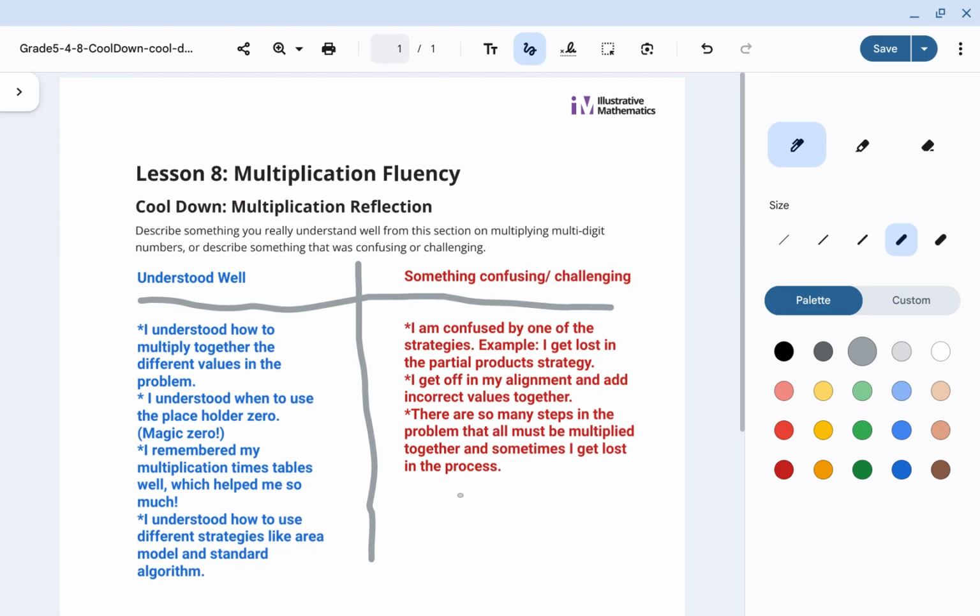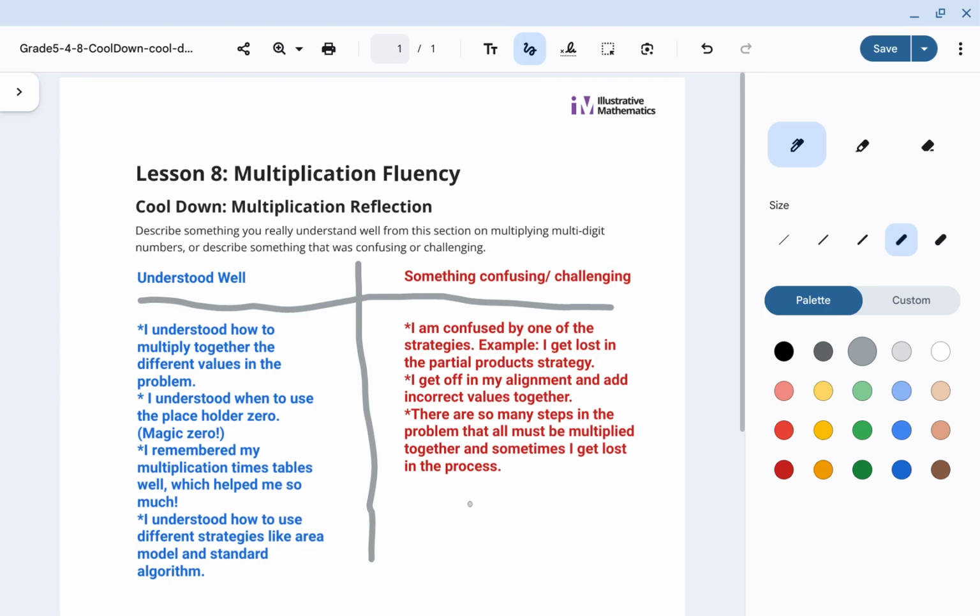The last one is so important, boys and girls. There are so many steps in the problem. They all have to get multiplied together to get your one final answer, and sometimes we can get lost in the process. In our lesson, we added how many individual tiny basic facts we answered to get to one overall correct answer. There was like 17. So again, if you're still having trouble with getting lost in the process of all of those little basic facts that you answer to get to your overall final answer, that is okay.